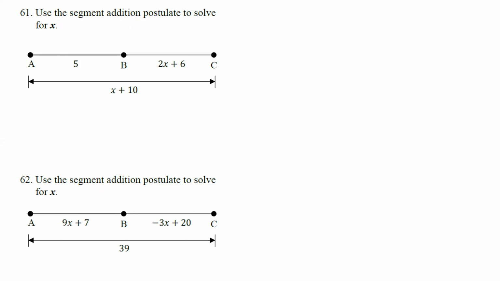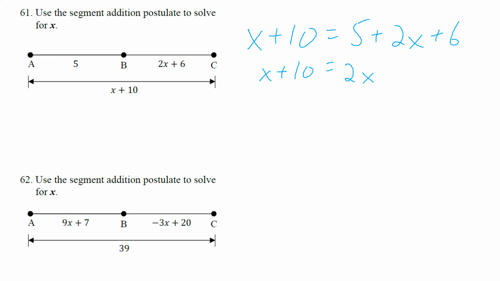So we have x plus 10 is equal to 5 plus 2x plus 6. x plus 10 is the entire line. The 5 is AB. The 2x plus 6 is BC. Combine like terms. The left side isn't changing yet. 5 plus 6 is 11.